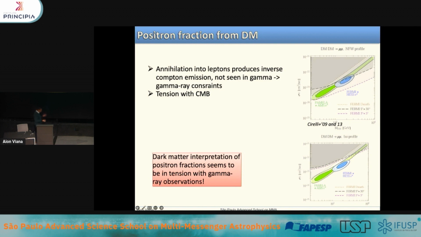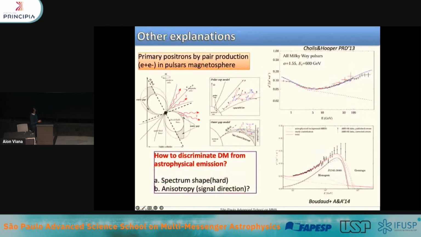So yeah, a dark matter interpretation is possible. Actually, AMS themselves say all the time in their presentations that dark matter could explain this excess, but it's already in a lot of tension with observed gamma-ray experiments, for example.